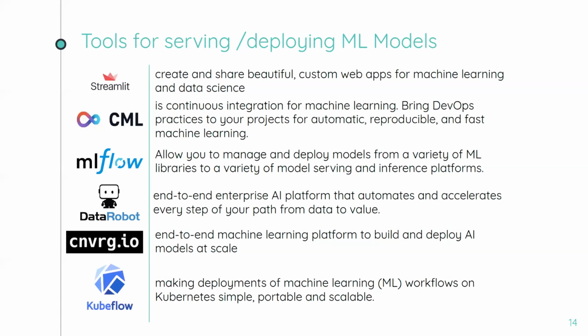So for me, I used to say Streamlit is the fastest way to deploy your machine learning model, because it helps you with the UI, and not only with the UI, but also with the deployment.